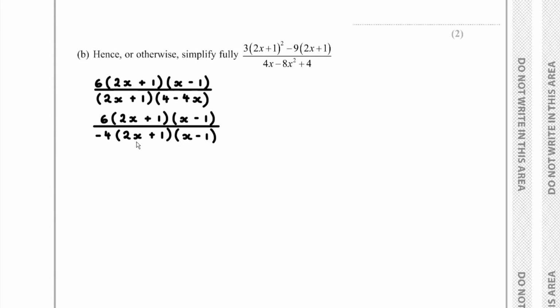The 2x plus 1 over the 2x plus 1 simplifies to 1, and the x subtract 1 over the x subtract 1 simplifies to 1. Therefore we have 6 over negative 4, which is negative 3 over 2.